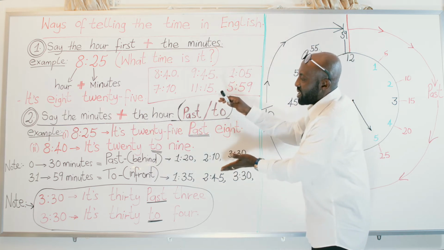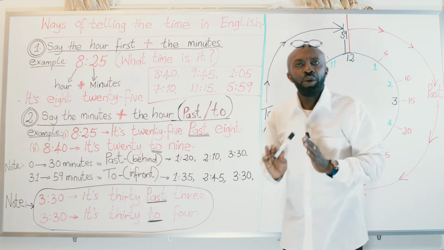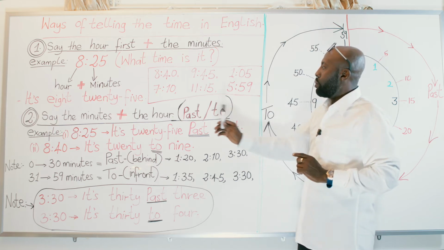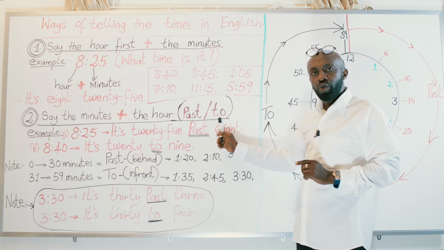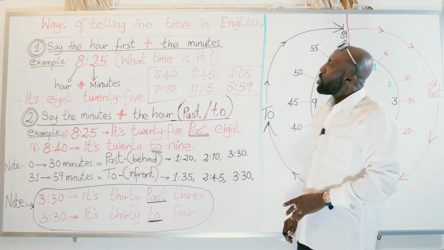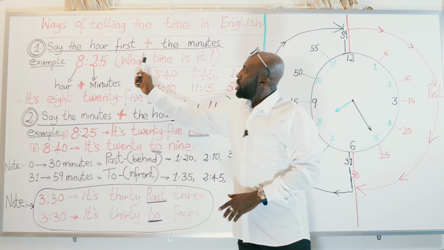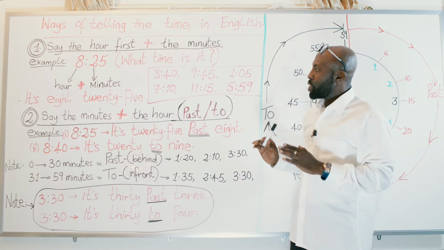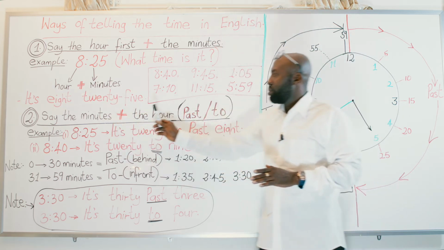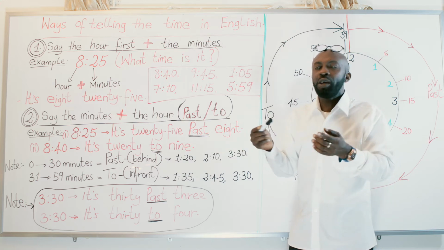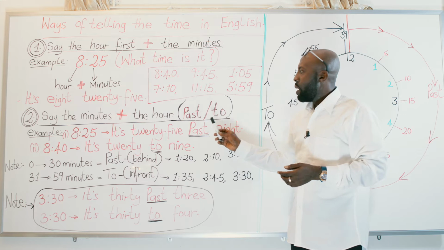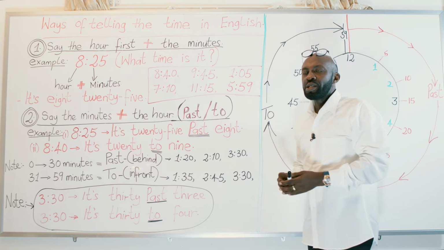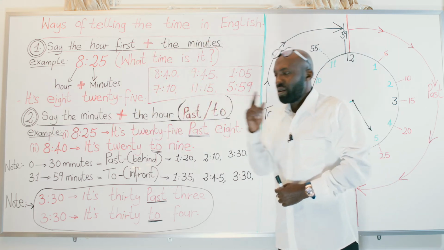In this section, when you want to say the minutes and the hour, we are going to employ what we call past and to. When you are talking about the hour and minute, there is no past and there is no to. Once you are talking about the minutes before the hour, that is when you employ past and to. Past means the minutes behind. To means the minutes ahead. Good.